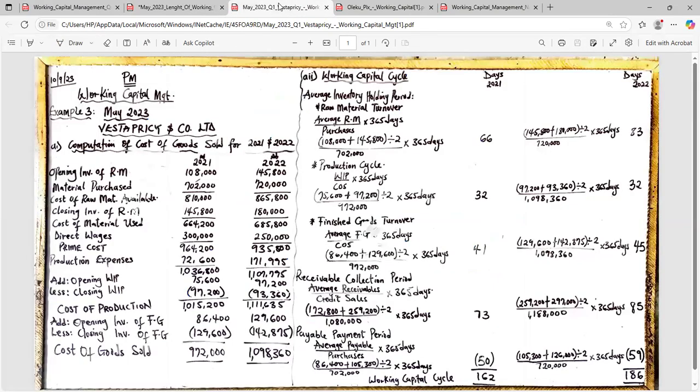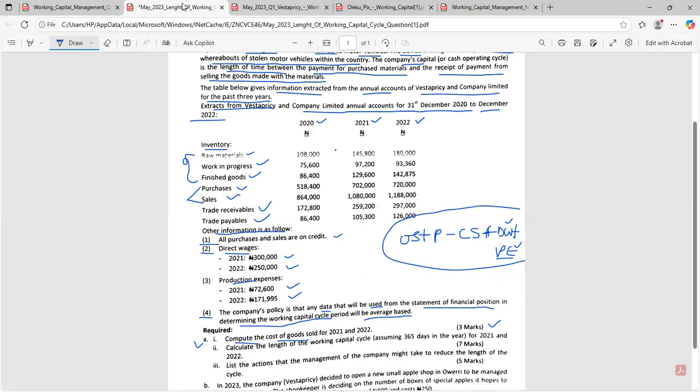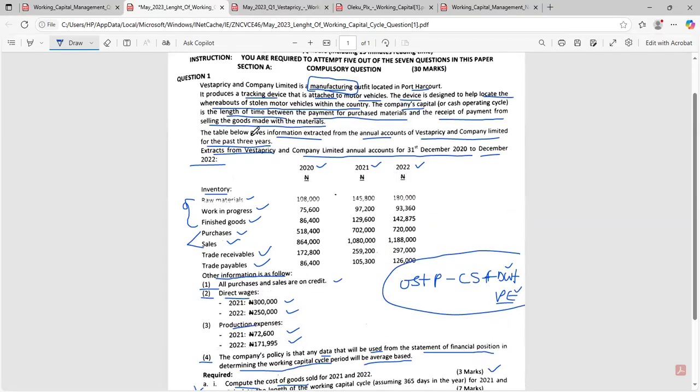Now let's see how we can solve this. Stay with me. Now this is my solution. This is my solution to Vestapricy. Please, this question is very cheap. When I saw this question initially, I was very embarrassed that I can't say this kind of cheap question as number 1 in PM. It's very cheap. So please stay with me.